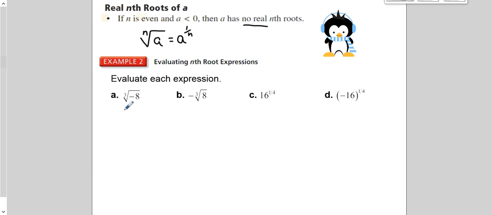So this is the cube root of negative 8. Negative 8 is negative 2 times negative 2 times negative 2. So negative 2 to the 3/3 power is negative 2 to the 1, or the exponent is 1. The final answer is negative 2.